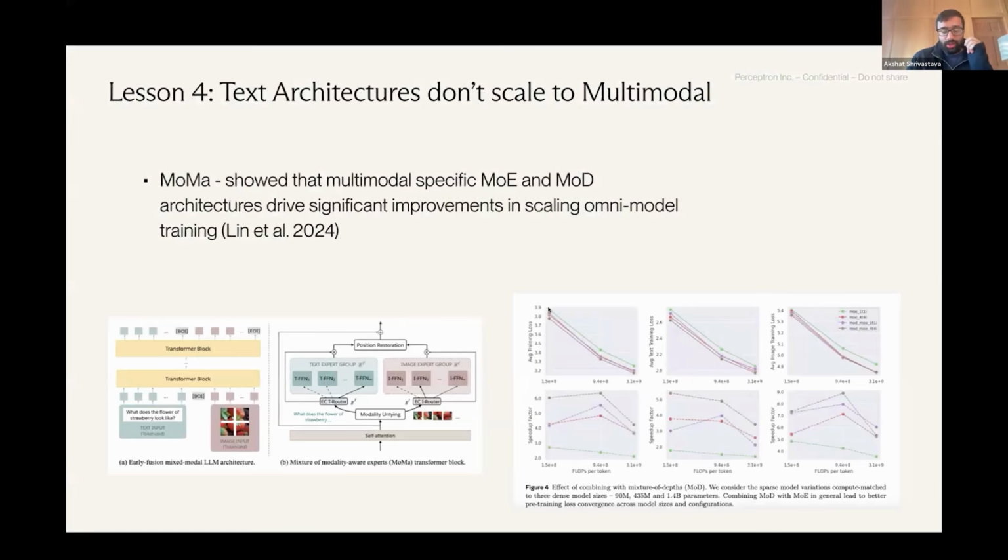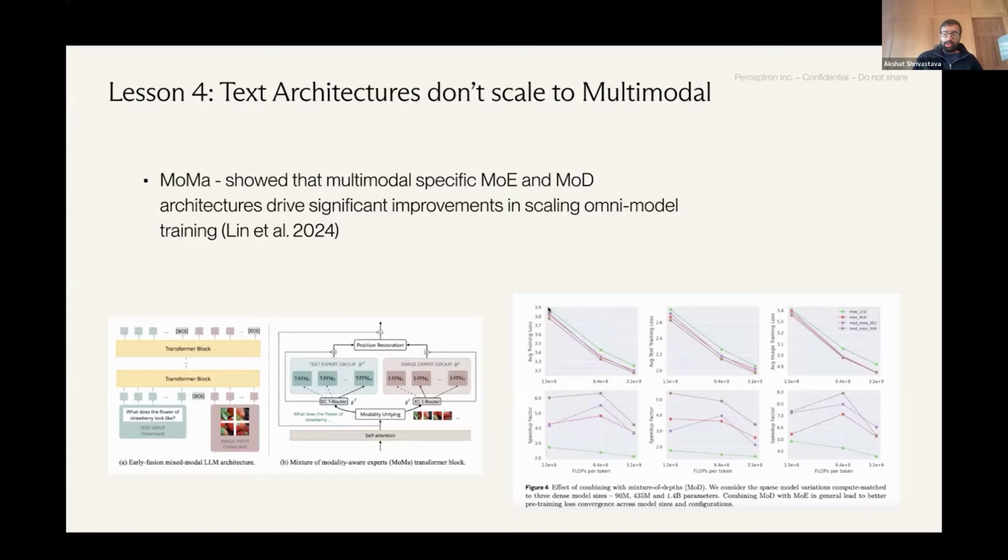The last lesson I'll share here, and this speaks to some of the work that we've been doing at FAIR before we started Perceptron, is this fundamental nature: text architectures just don't scale multimodally. So we had this work back in 2024 called MoMA, which essentially studied mixture of experts and mixture of depth models, and applied them to omni-model settings. So models that can take input across all modalities and output across all modalities.